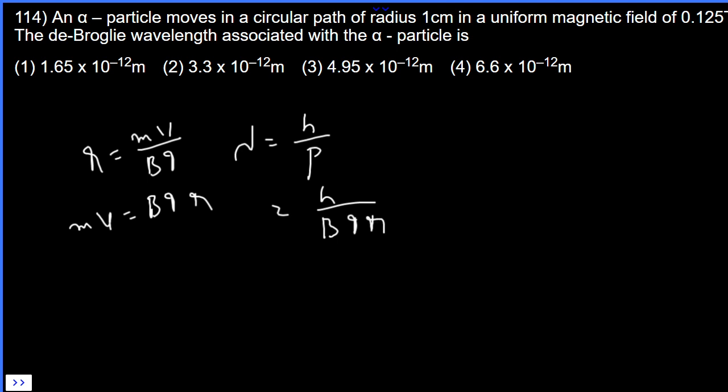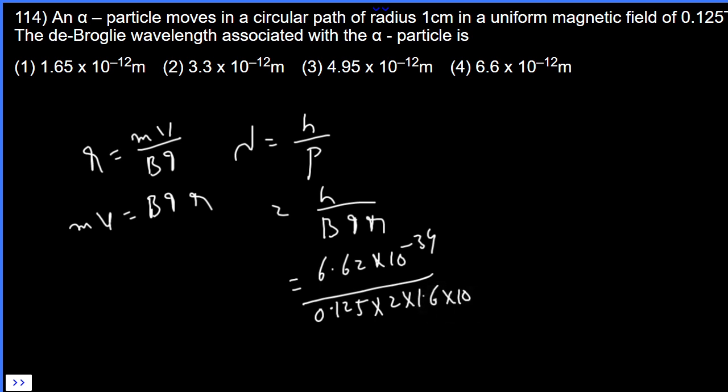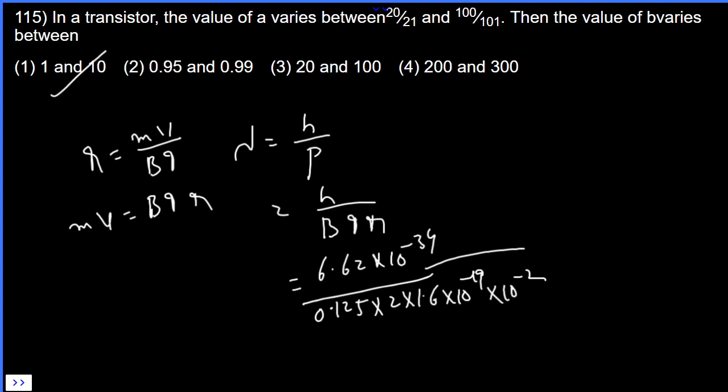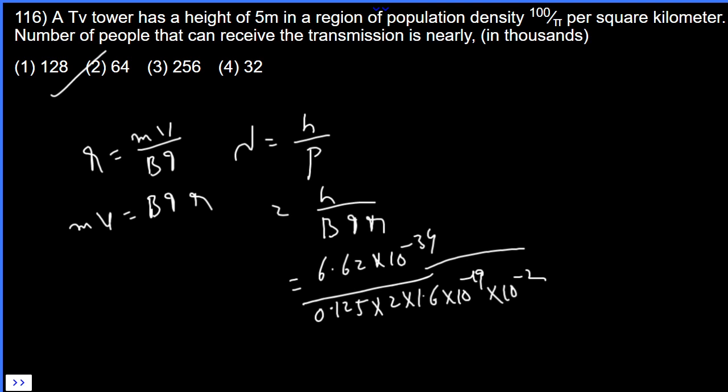After substituting all these values, h is 6.62 into 10 power minus 34 and B value is 0.125, into Q, 2 into helium particle or 2 electrons, so 2 into 1.6 into 10 power minus 19, and radius value is given as 1 centimeter, 10 power minus 2. After substituting all these values, we get the first option. Okay. Next, 115 completed. 116.